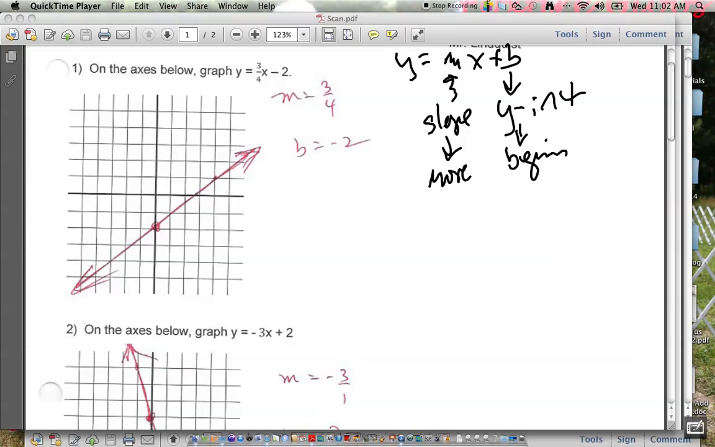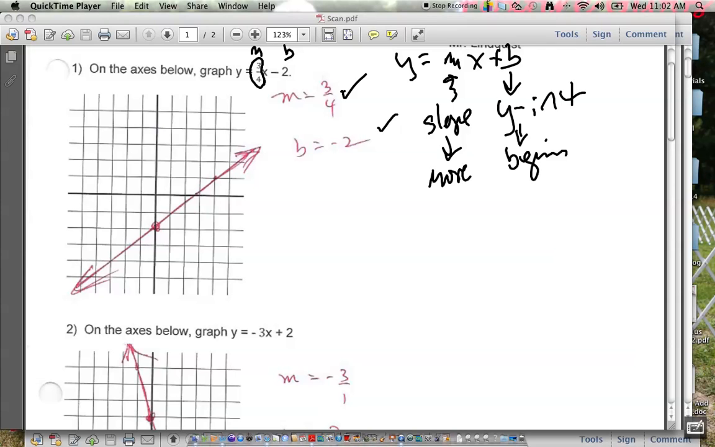So all I need to do is look at this and say, well, what's in the place of the m? What's in the place of the b? In this case, what's in the place of the m is the 3/4. And what's in the place of the b is the -2. So I strongly, strongly, strongly suggest on your paper that you write m equals and b equals.